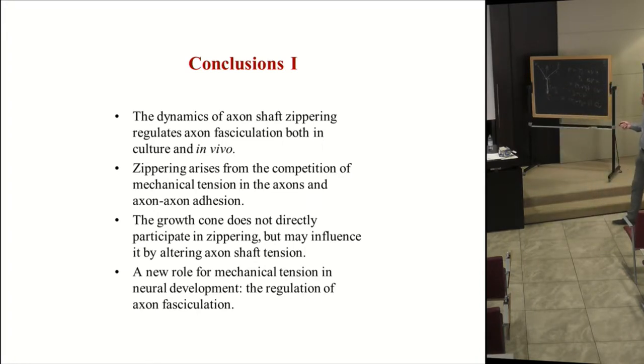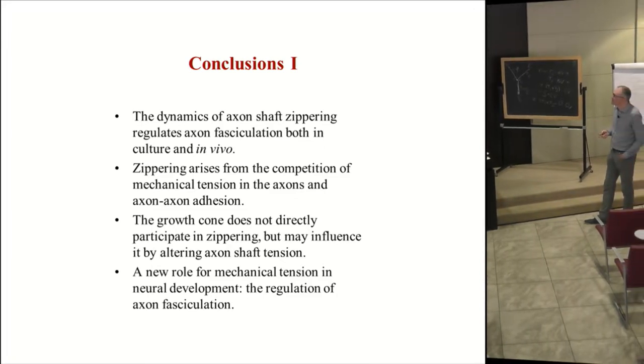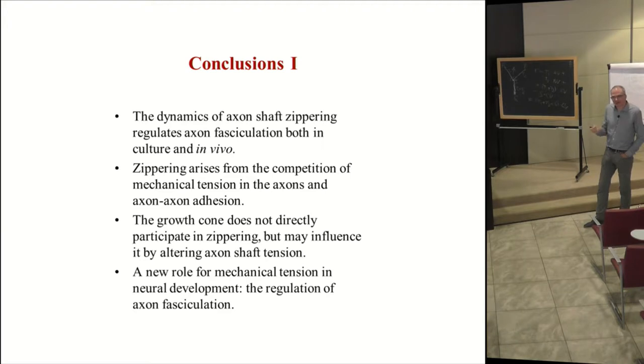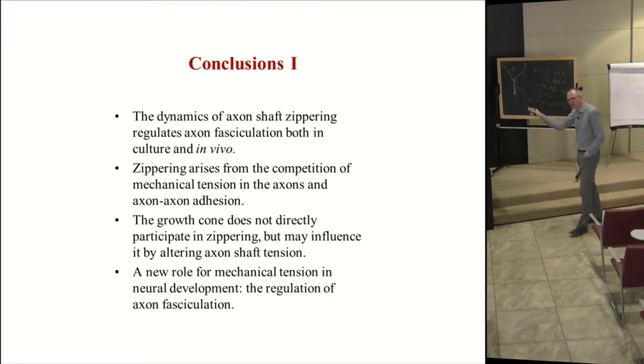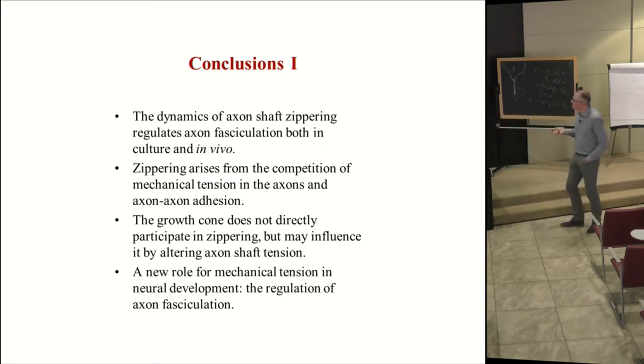I hope that I convinced you that this axon shaft zippering is something that can alter the extent of fasciculation or defasciculation, both in our system in culture and in some in vivo systems, to which I related this old electron microscopy data, and there are some other relations that I didn't show. The zippering arises from the competition of mechanical tension and axon-axon adhesion.